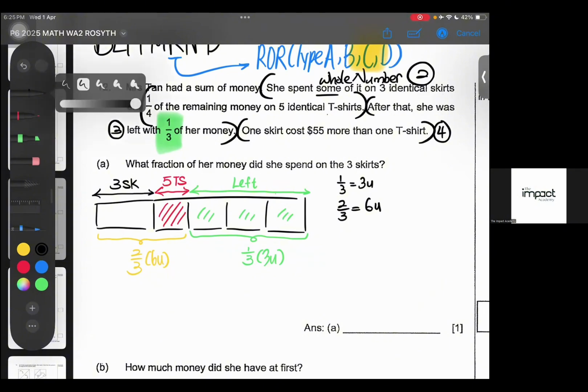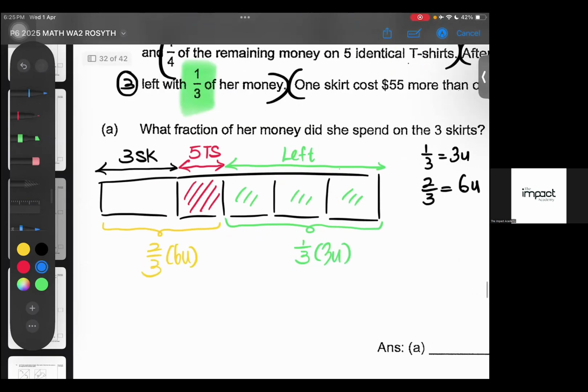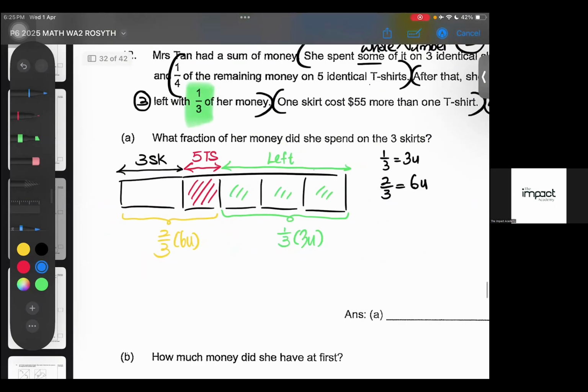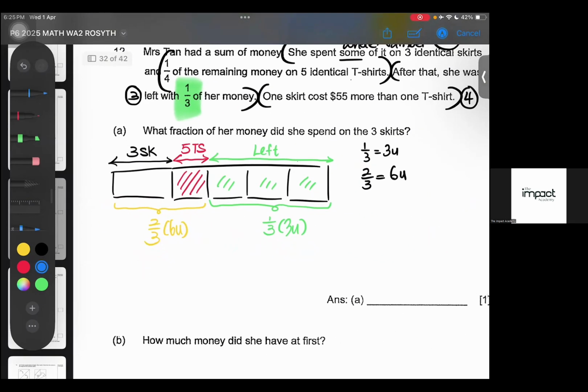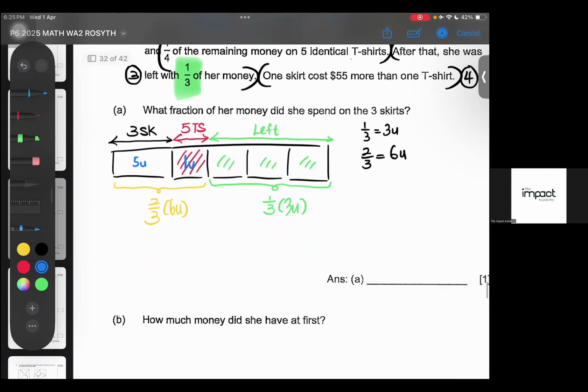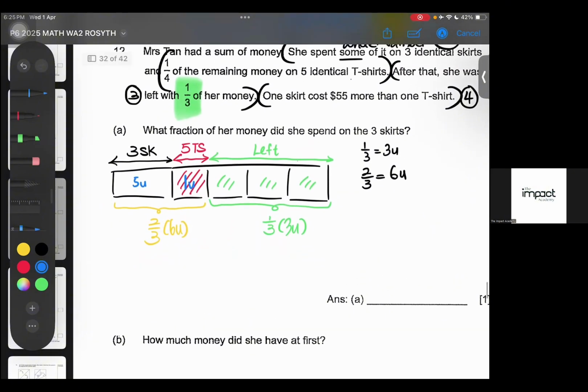You see, I asked you a very simple question. 5 t-shirts is how many units? 5 t-shirts, it's 1 unit. Yeah, 1 U, right? Correct. This is how many units? 5 U, right? This is 1 U. Let me talk first, can? Agree or disagree? 3 skirts is 5 U. 5 t-shirts, 1 U. Is that okay? But nothing much for you to do.